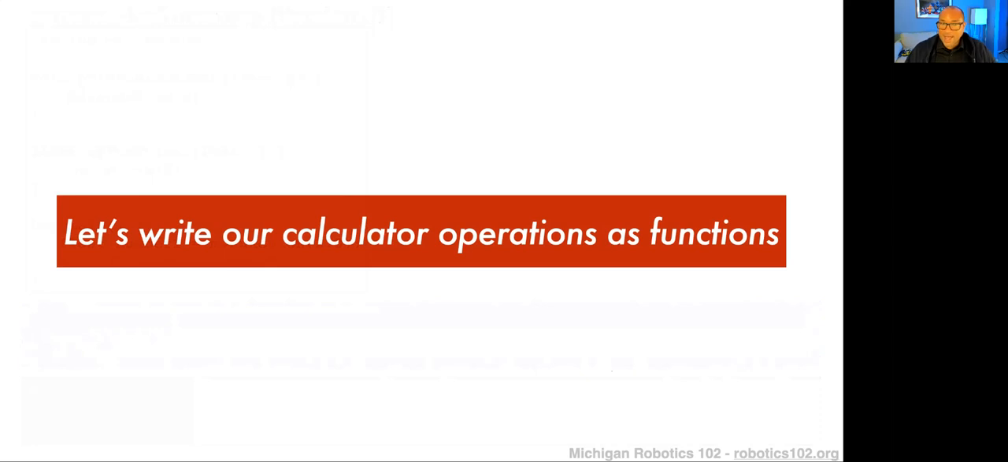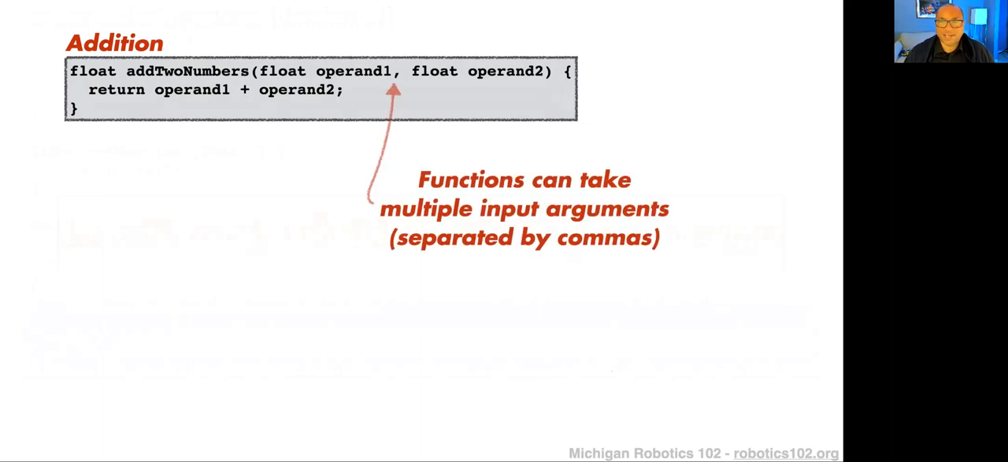So given that we have the ability to write functions in this way, we can write the operations for our calculator as functions. And so let's go through those one by one. So if we had addition, addition takes in two arguments. It takes in a first operand and a second operand, and then we'll add those together. We should note that functions can take multiple arguments when they're separated by commas, noting that each input argument to the function has to have a data type associated with it. And in this case, both of our input arguments are floating point numbers. And so this function will add two numbers together and then return the result.